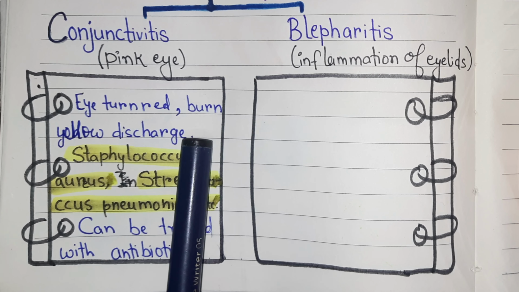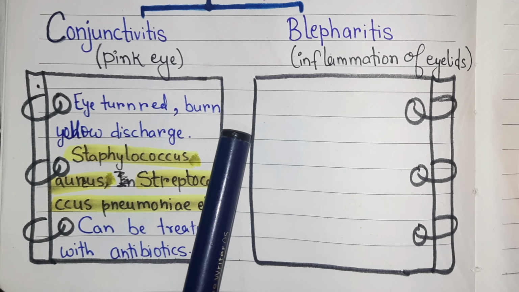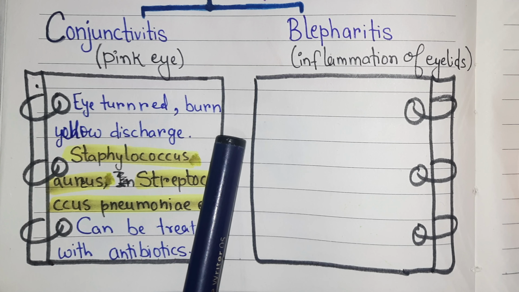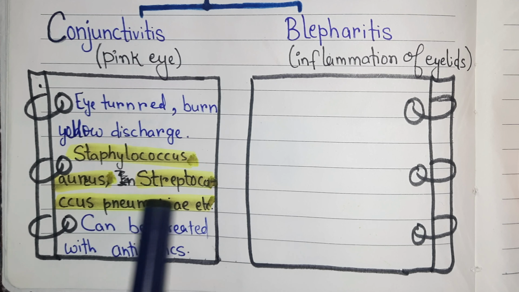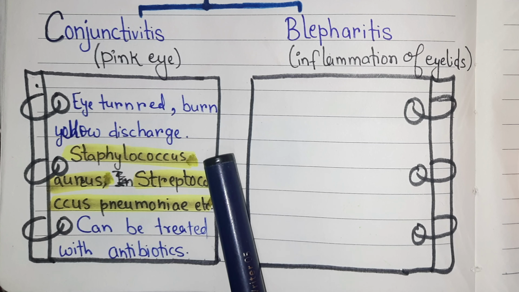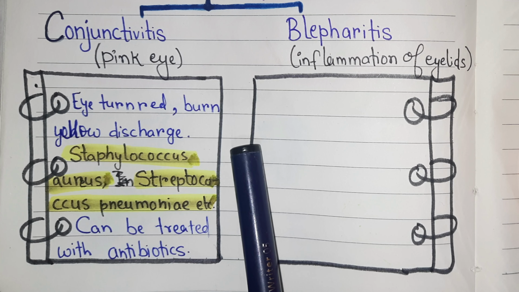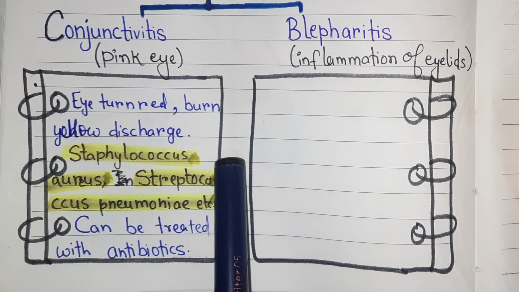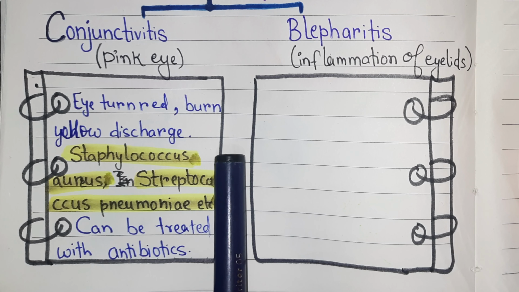Bacterial conjunctivitis can be treated with antibiotics. It can be cured with antibiotics. The bacteria that cause conjunctivitis are Staphylococcus aureus and Streptococcus pneumoniae. So that was all about conjunctivitis.